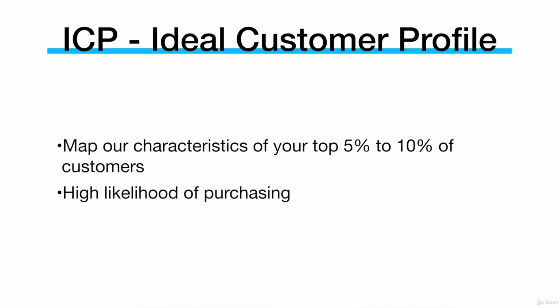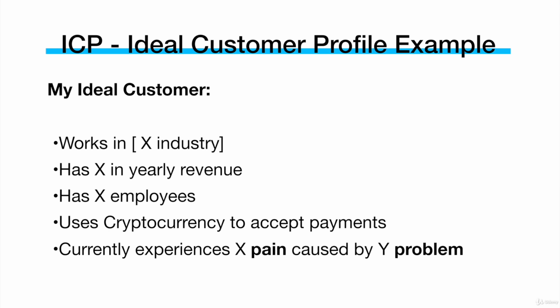And so when you're creating the ideal customer profile, there's a lot of ways you can slice and dice it, and it really depends on what your product or service is and who you're trying to serve. So I'm going to go ahead and give you an example one, and again, the variables will differ depending on what you're selling. Let's say my ideal target customer is, they work in X industry, they have X in yearly revenue, they have X amount of employees, and a special thing might be they use cryptocurrency to accept payments. So you might be only targeting companies that use cryptocurrency for those things, depending on what you're selling. And the last part is currently experiences X pain caused by Y problem.